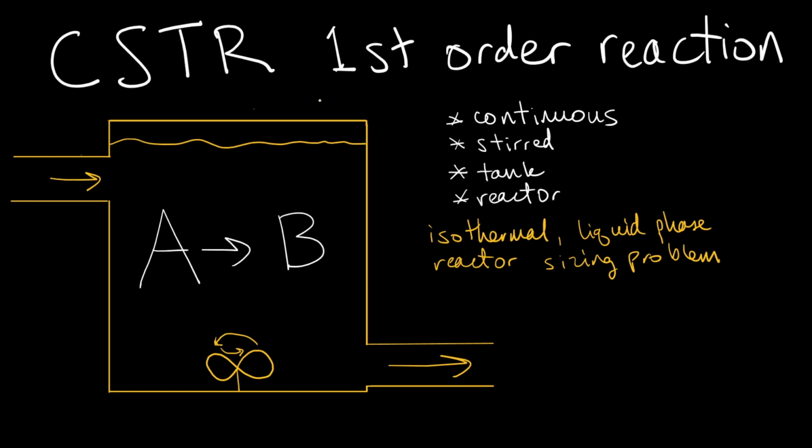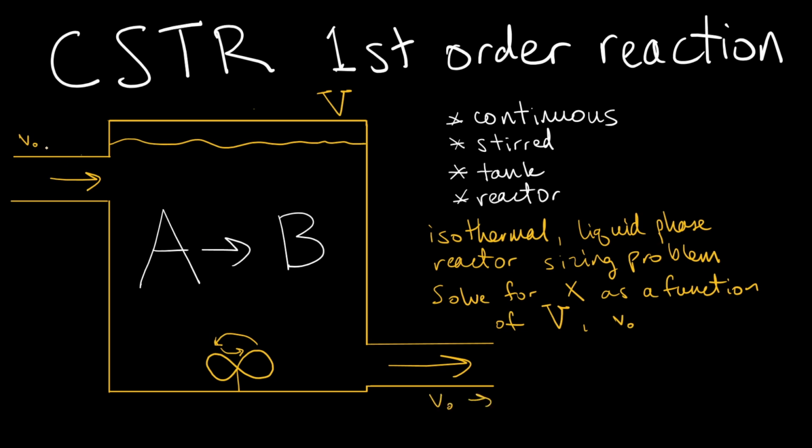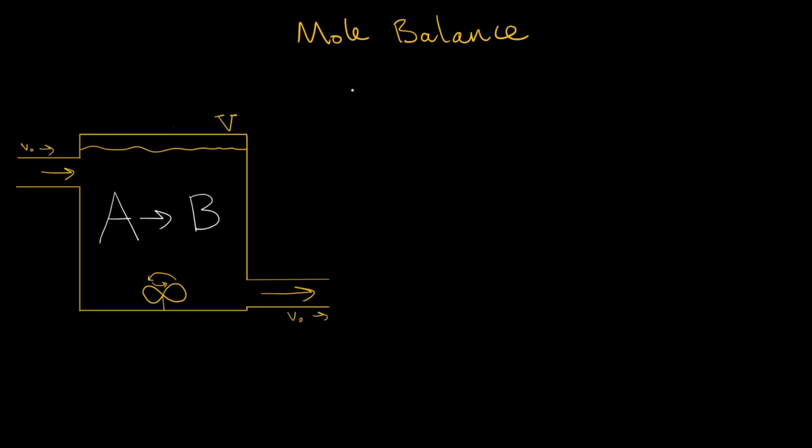So what should the volume of the reactor be in order to reach a certain conversion from A to B in this reactor? We're going to solve for our conversion X as a function of our volume of the reactor V, as well as our flow rate, little v. This is our volumetric flow rate that we have coming into the reactor and coming out of the reactor right here.